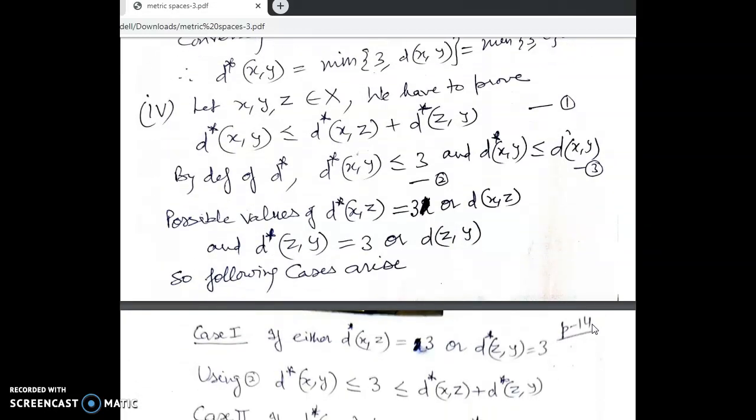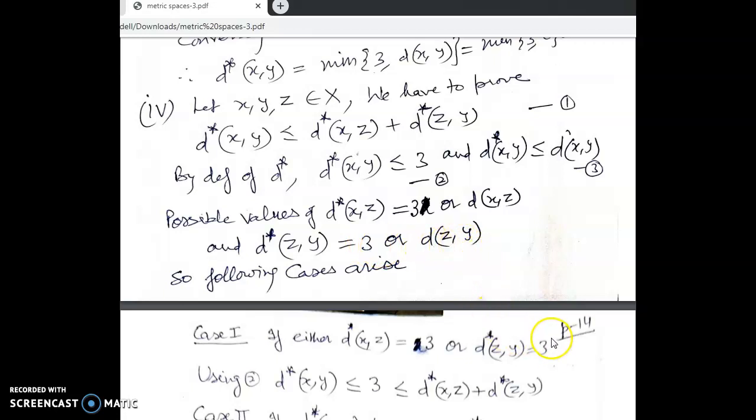Now fourth property: let x, y, z belong to X. We have to prove that d star xy is less than or equal to d star xz plus d star zy. By definition of d star xy, because it is a minimum, it will be less than both quantities, 3 and d of xy. So this is less than or equal to 3 and less than or equal to d of xy. Now what are the possible values of d star xz? Either 3 or d of xz. Similarly, what are the possible values of d star zy? Either 3 or d of zy.